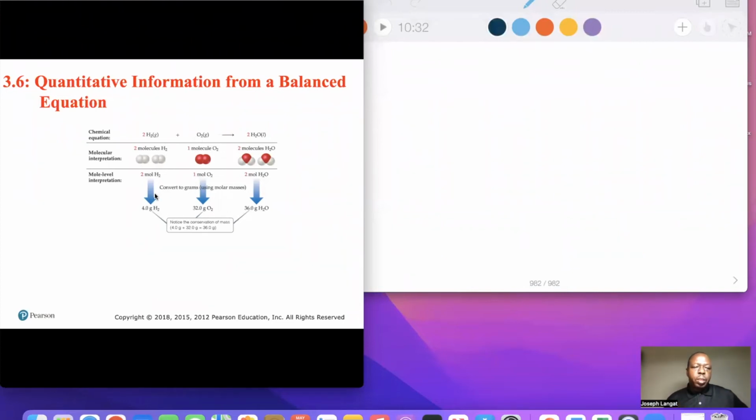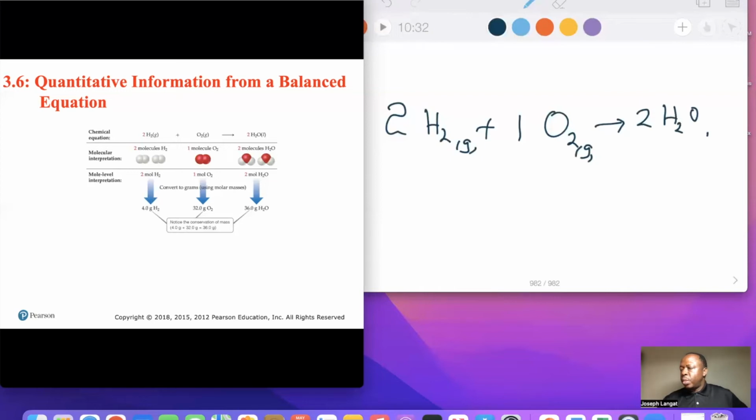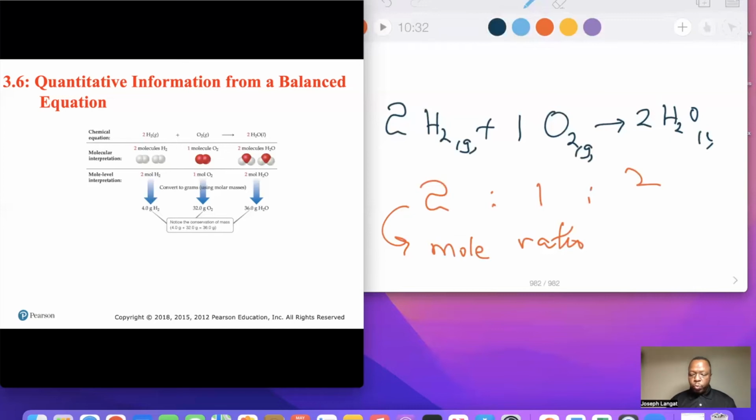The ratio given by the coefficients in the balanced equation is simply what we call the mole ratio. So 2 moles of hydrogen gas plus 1 mole of oxygen gas, even though you don't see that, produce 2 moles of liquid H2O. We read this as 2 to 1 to 2, and of course this is what we call the mole ratio, which we can use to find amounts.